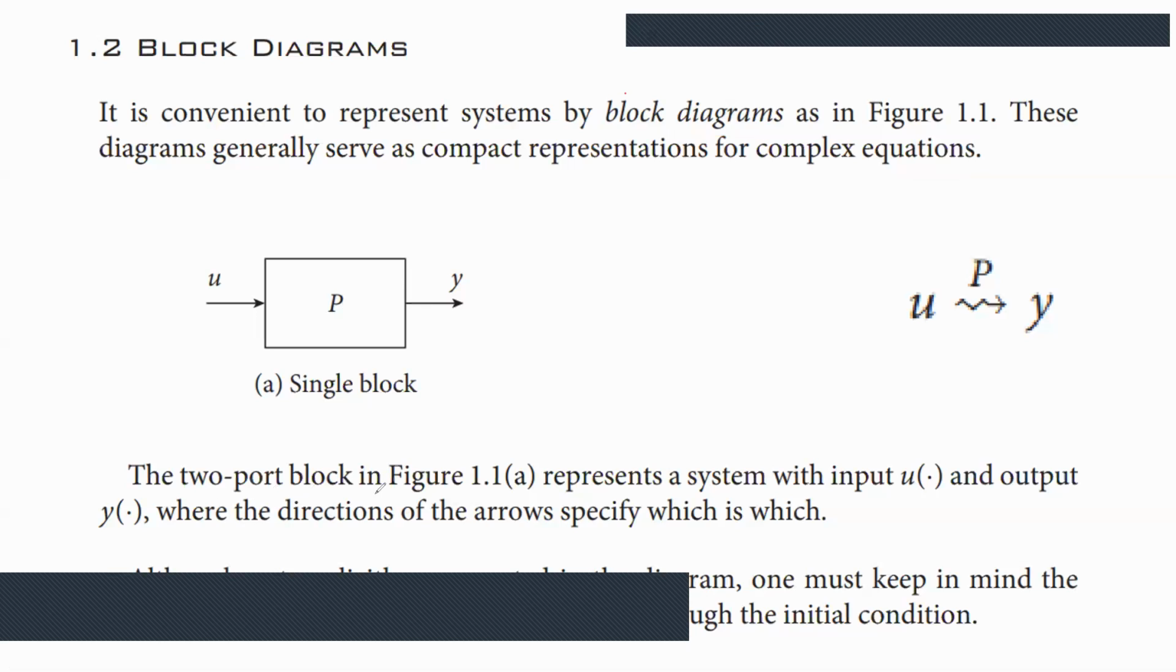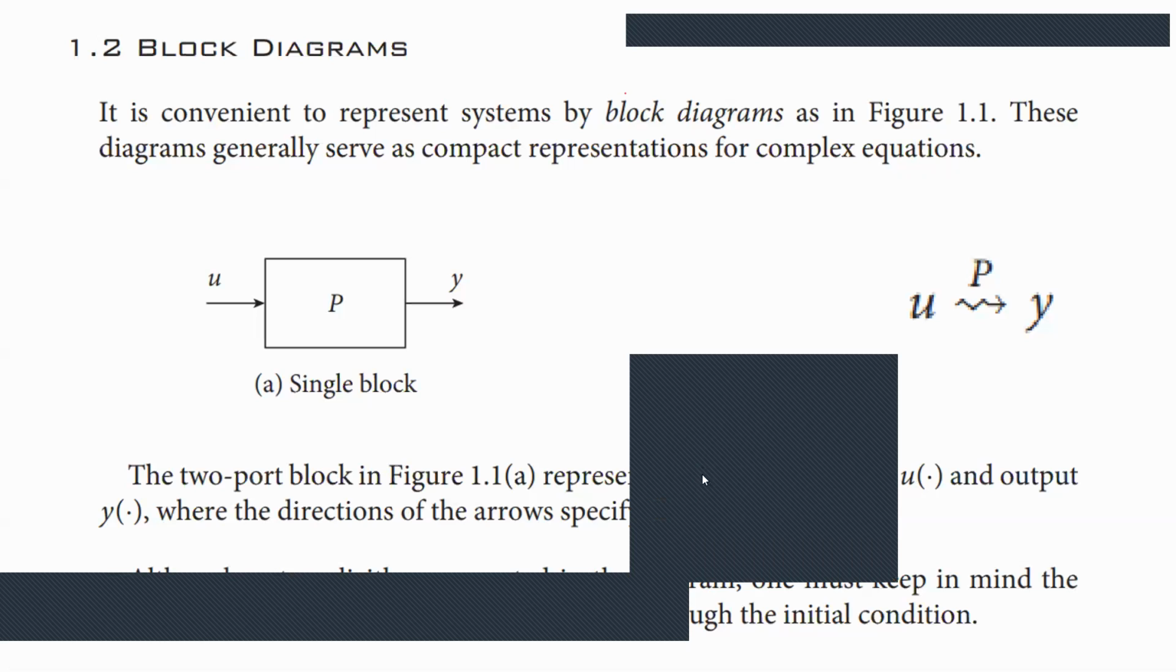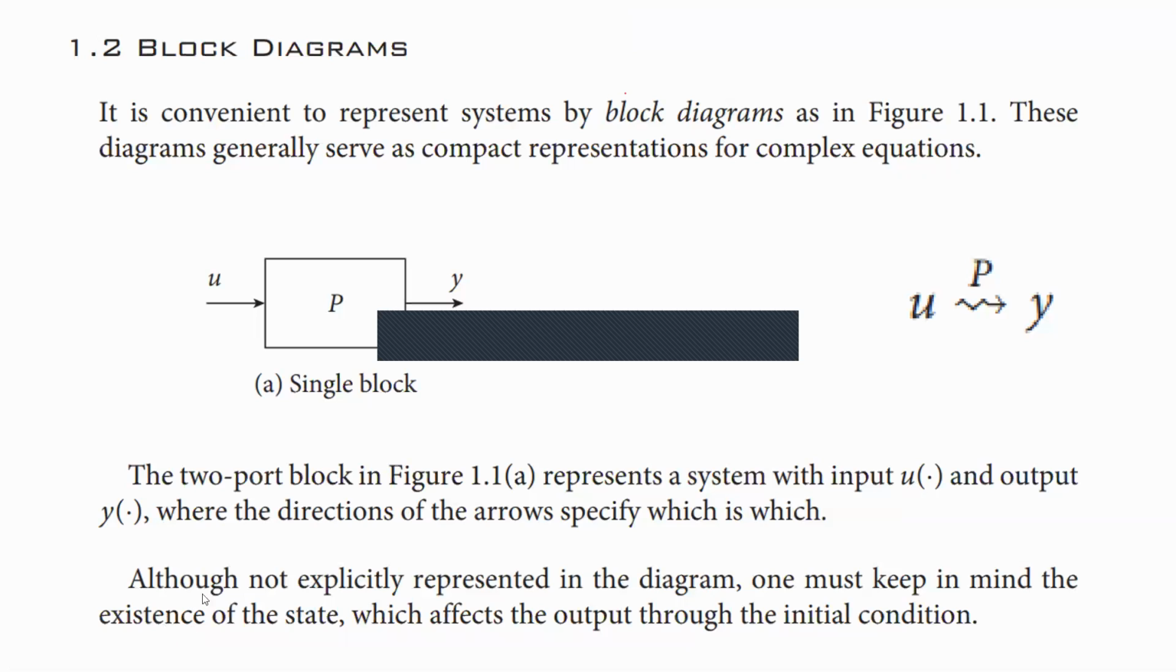So the two-port block diagram in figure 1.1, because there is an input port and an output port, represents a system with the input U and the output Y. Remember, this dot shows the time variation, and the direction of the arrow specifies which side the input is coming from and which side the output is going. Okay, so I need to just hide this to represent the last two lines.